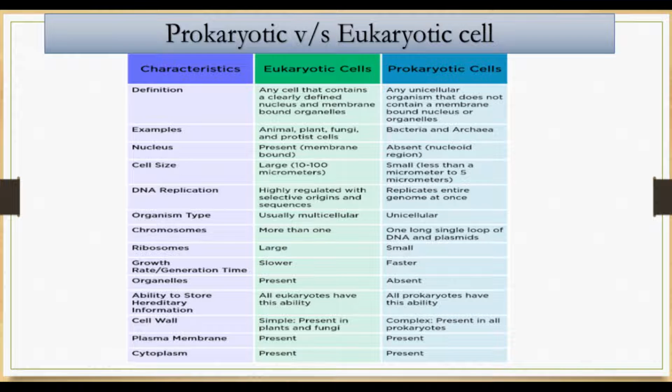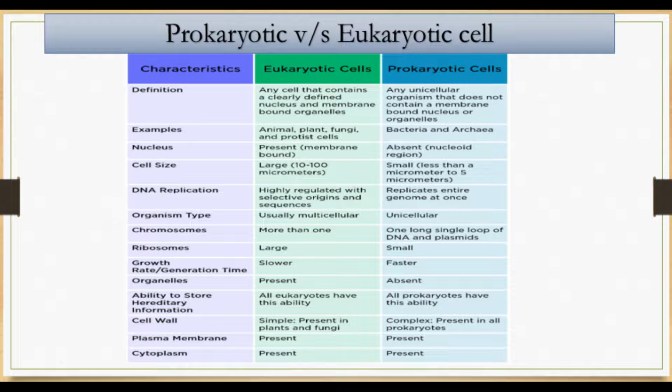Now, the nucleus is present in eukaryotes, but absent in prokaryotes. In case of cell size, the eukaryotes are large, from 10 to 100 micrometers, while prokaryotes are small, less than 5 micrometers. So you can just imagine how small they are, but they are doing a wide variety of activities.